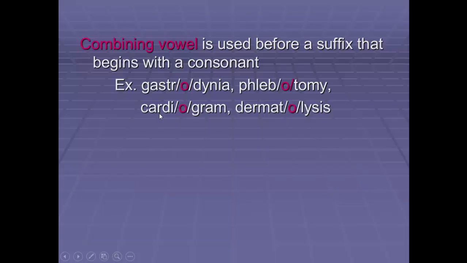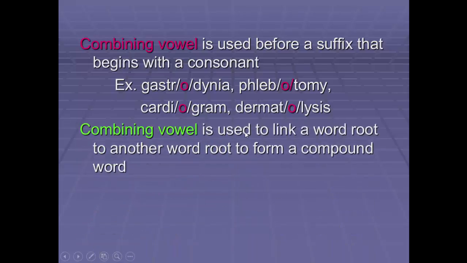In this term, cardiogram, gram is the suffix. Gram starts with a consonant G, so we are going to use a combining vowel to link that to the word root cardi, to ease the pronunciation of cardiogram. And the last example, dermatolysis. In this example, lysis is the suffix, and it begins with a consonant L, so we're going to put the combining vowel in front of that to link the word root dermat to the suffix lysis, and it is pronounced dermatolysis.